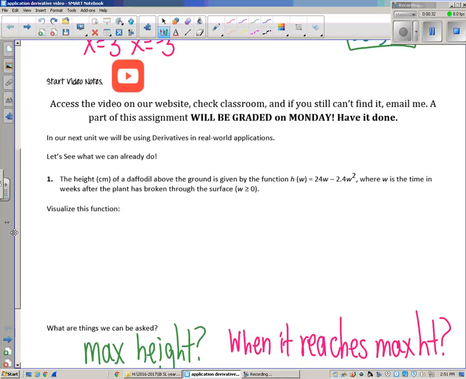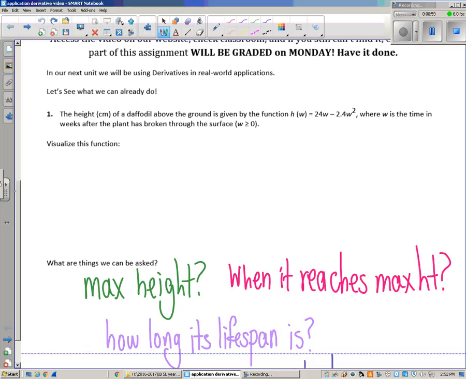So what we're going to be doing is previewing how we're going to be accessing derivatives in our next unit. So our next unit is all about using derivatives in real-world applications. So when you're ready, take a look at question number 1 and read it. We have the height in centimeters of a daffodil above the ground is given by the function, as you can see, as h of w, where w is the time in weeks after a plant has broken through the surface, and it shows its growth over its period of time for the life of the plant.